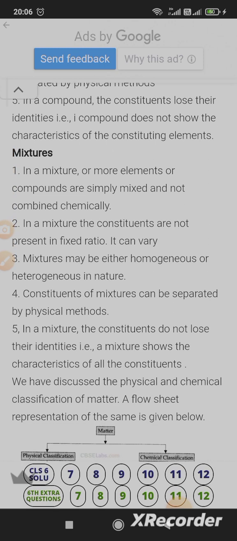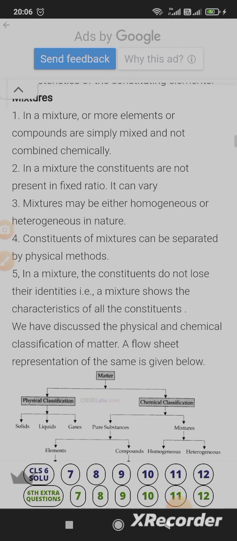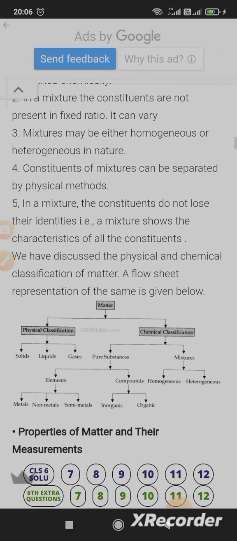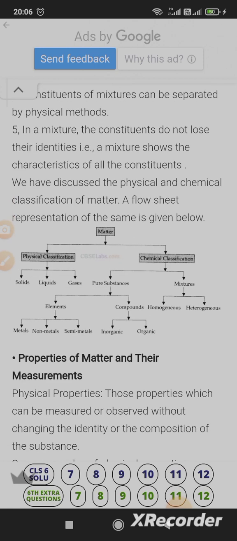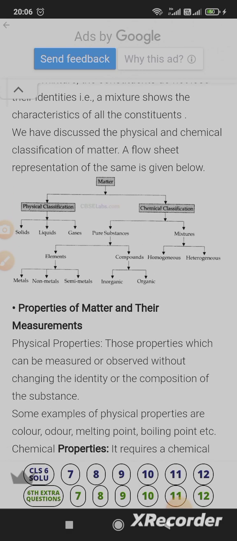the constituent elements. Mixture: in a mixture, one or more elements or compounds are simply mixed and not combined chemically. Constituents are not present in a fixed ratio. It can vary. A mixture can be either homogeneous or heterogeneous in nature. Constituents of mixtures can be separated by physical methods. The constituents do not lose their identities, that is, a mixture shows the characteristics of all the constituents. This is a flow chart of it.